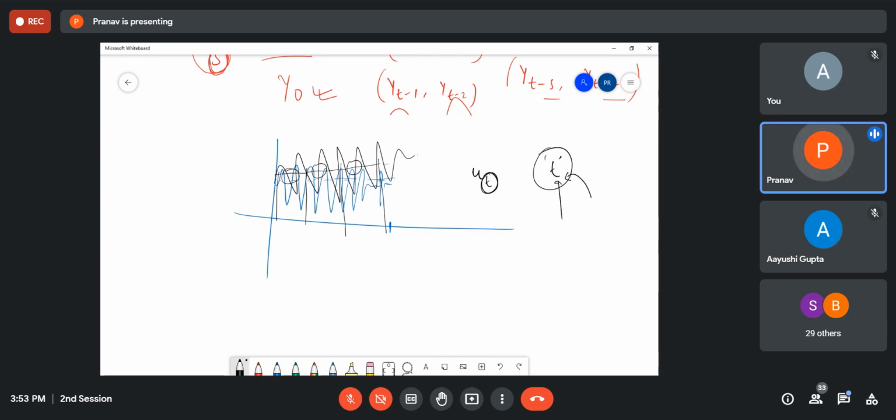And why do I need it to be constant? Suppose I had the data points still here, but now I want to forecast, let's say, 5 periods or 10 periods ahead.